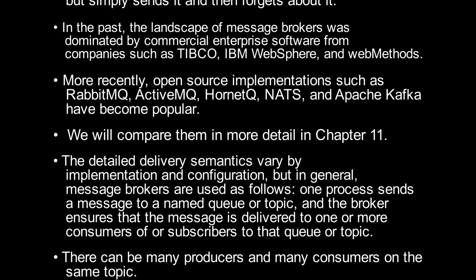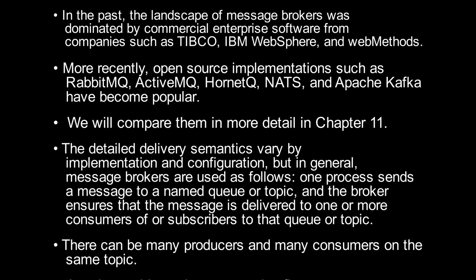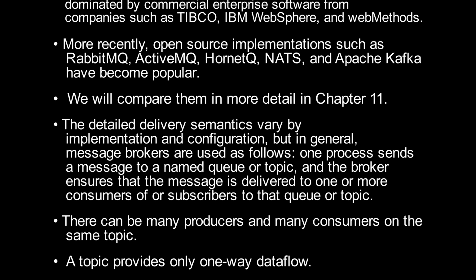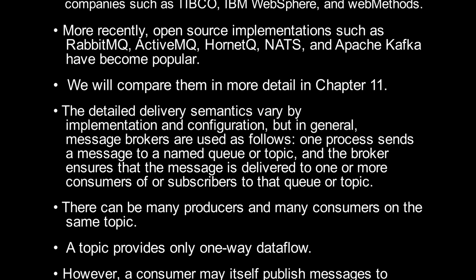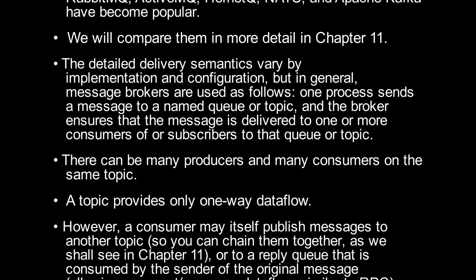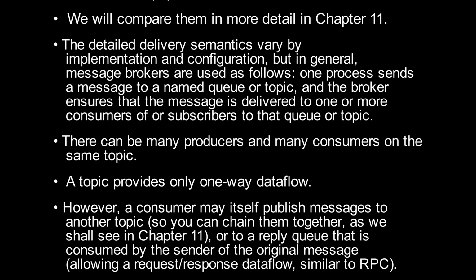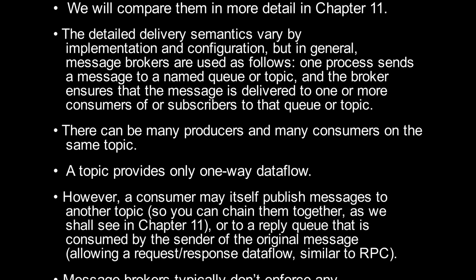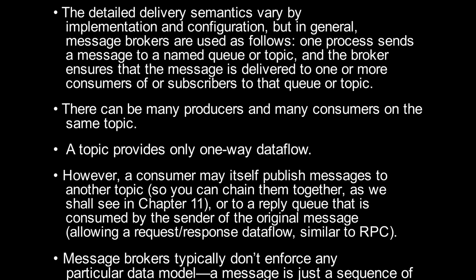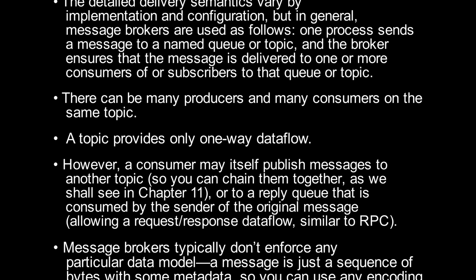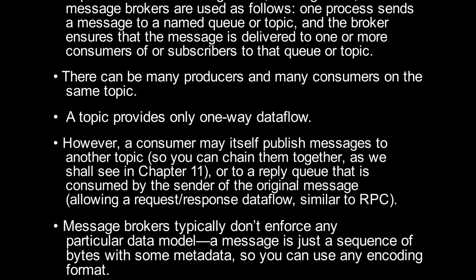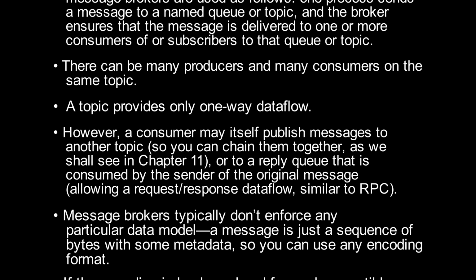One process sends a message to a named queue or topic, and the broker ensures that the message is delivered to one or more consumers or subscribers to that queue or topic. There can be many producers and many consumers on the same topic. A topic provides only one-way data flow. However, a consumer may itself publish messages to another topic, so you can chain them together, as we shall see in Chapter 11, or to a reply queue that is consumed by the sender of the original message, allowing a request/response data flow, similar to RPC.